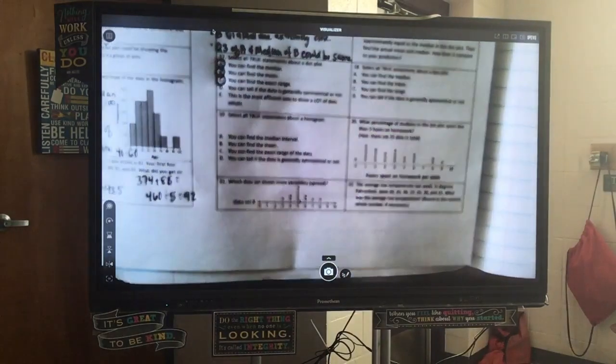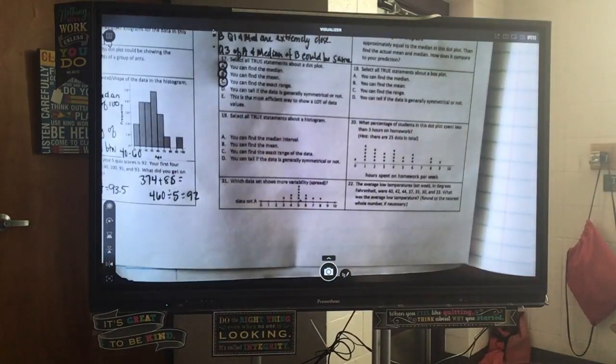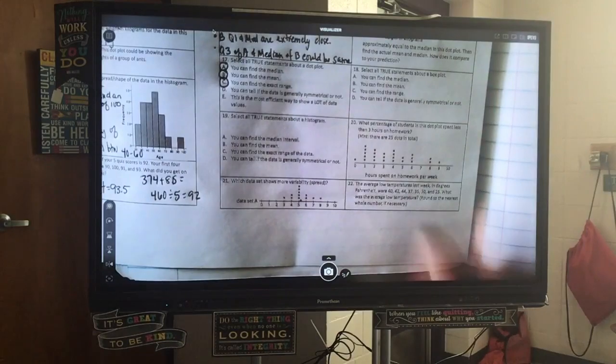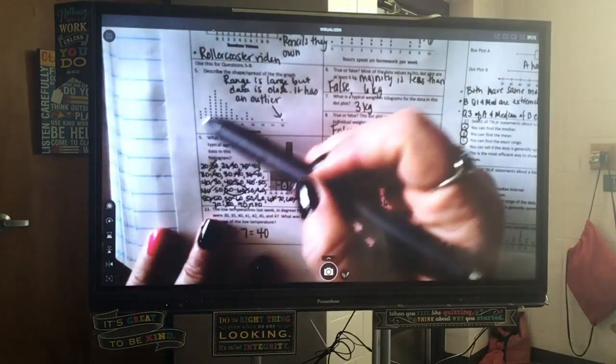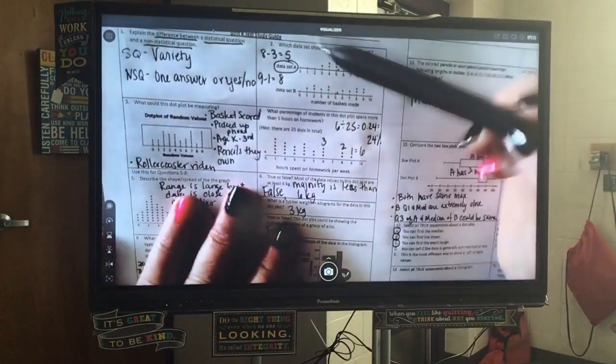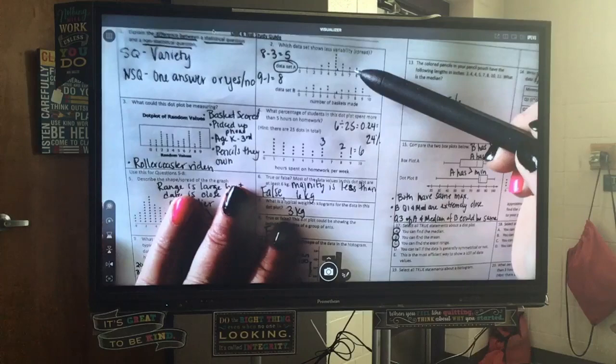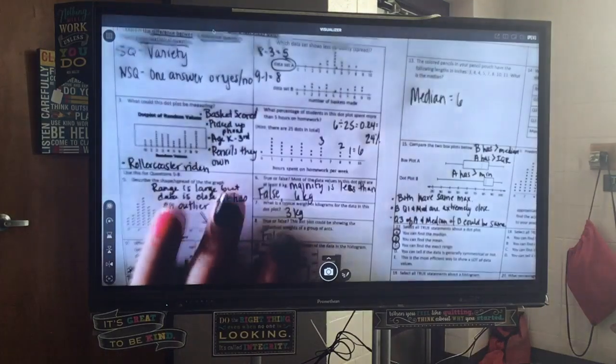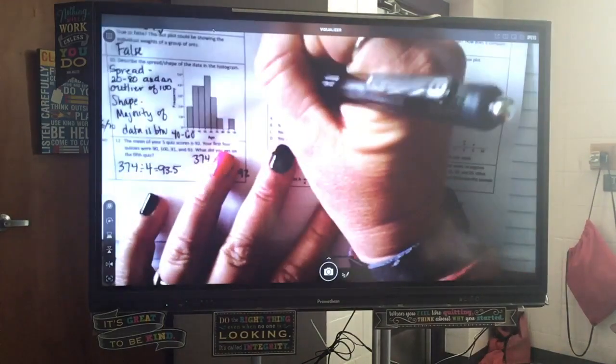You can tell if the data is genuinely symmetric or not. So genuinely symmetric means that your data goes, for the most part, straight up and straight down. Like this one right here is symmetric. Okay, and you can tell that looking at a dot plot. So you should have selected that one as well.